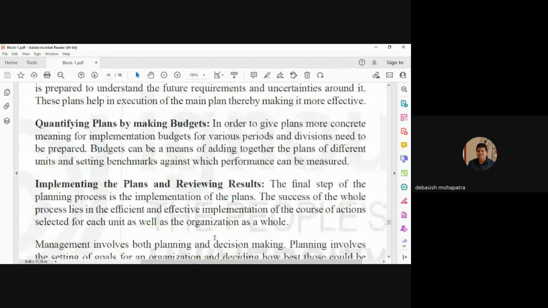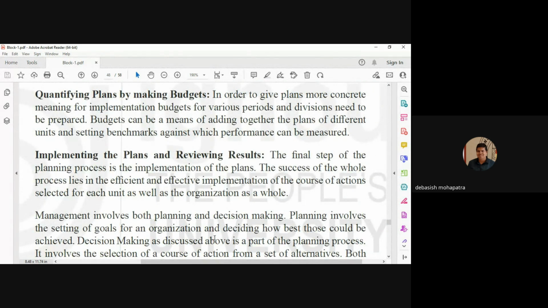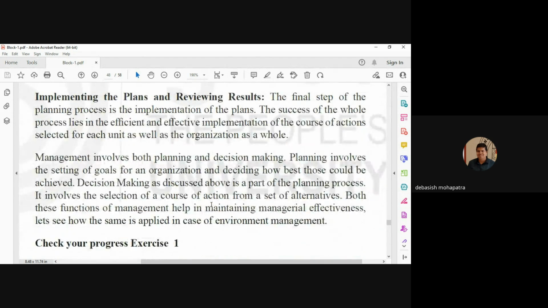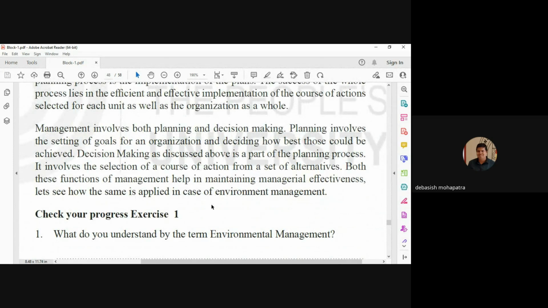Then implementing the plan and reviewing results. So once the plan is implemented, the result obtained after the implementation should be reviewed. And if satisfactory results are not obtained, then we have to change it. So management involves both planning and decision making. Planning involves the setting of goals for an organization and deciding how best they could be achieved.